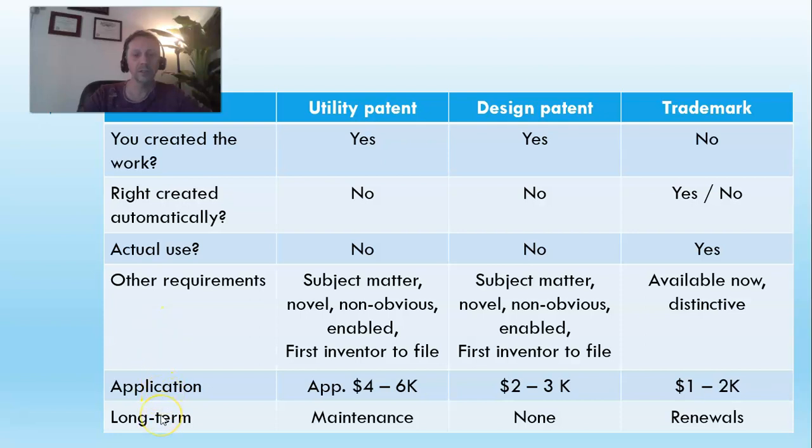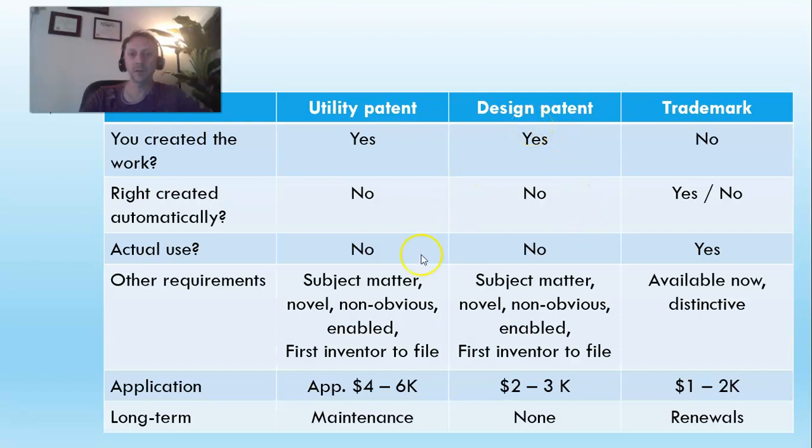All right, and then the final question is, what can you expect, or what will be required of you in the long term, meaning after your patent or trademark has been approved? So if you have a utility patent, you're going to have to pay what's called maintenance fees over the course of the next decade, and that will cost you several $1,000s. A design patent does not have application fees. The trademark has to go through a renewal process after 5 years, and then again after every 10 years, and those can be pretty costly too.